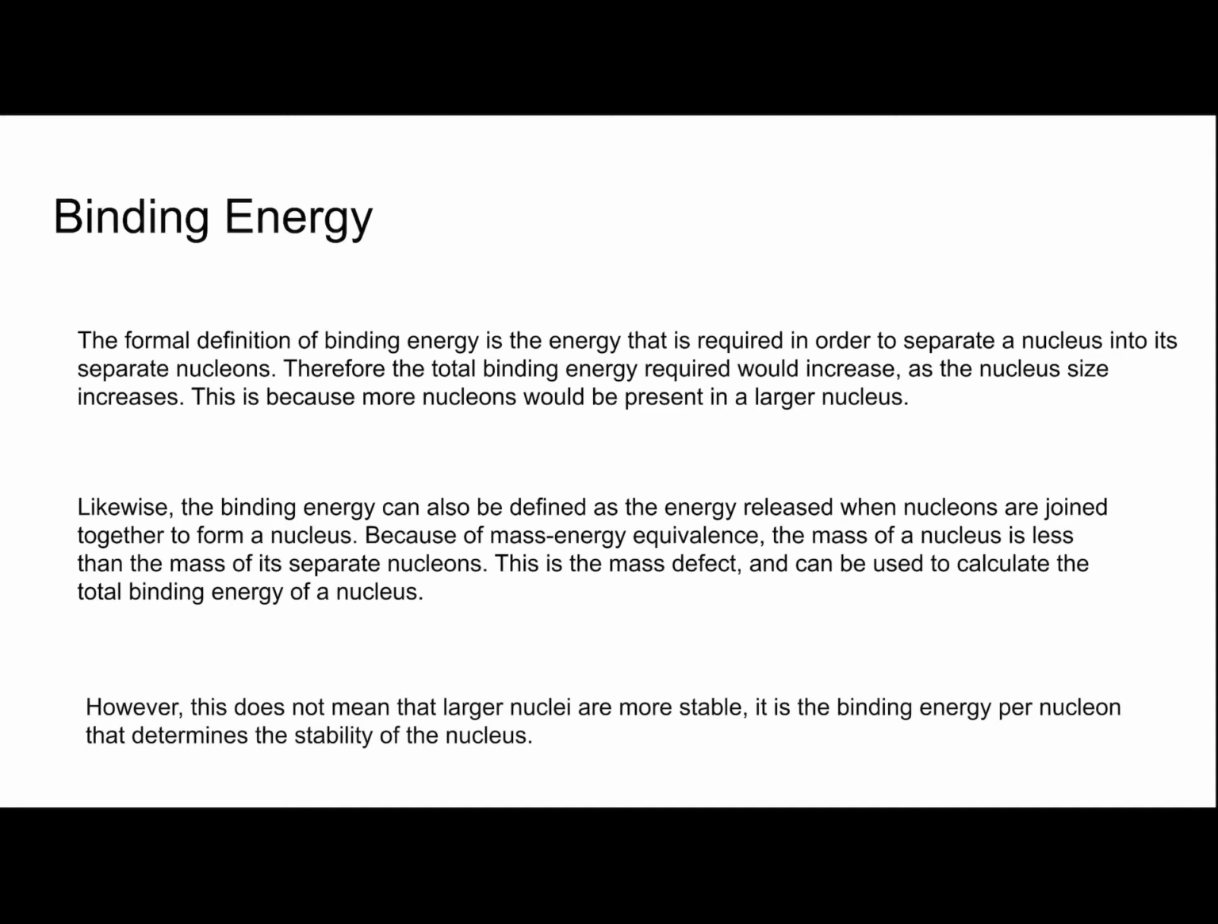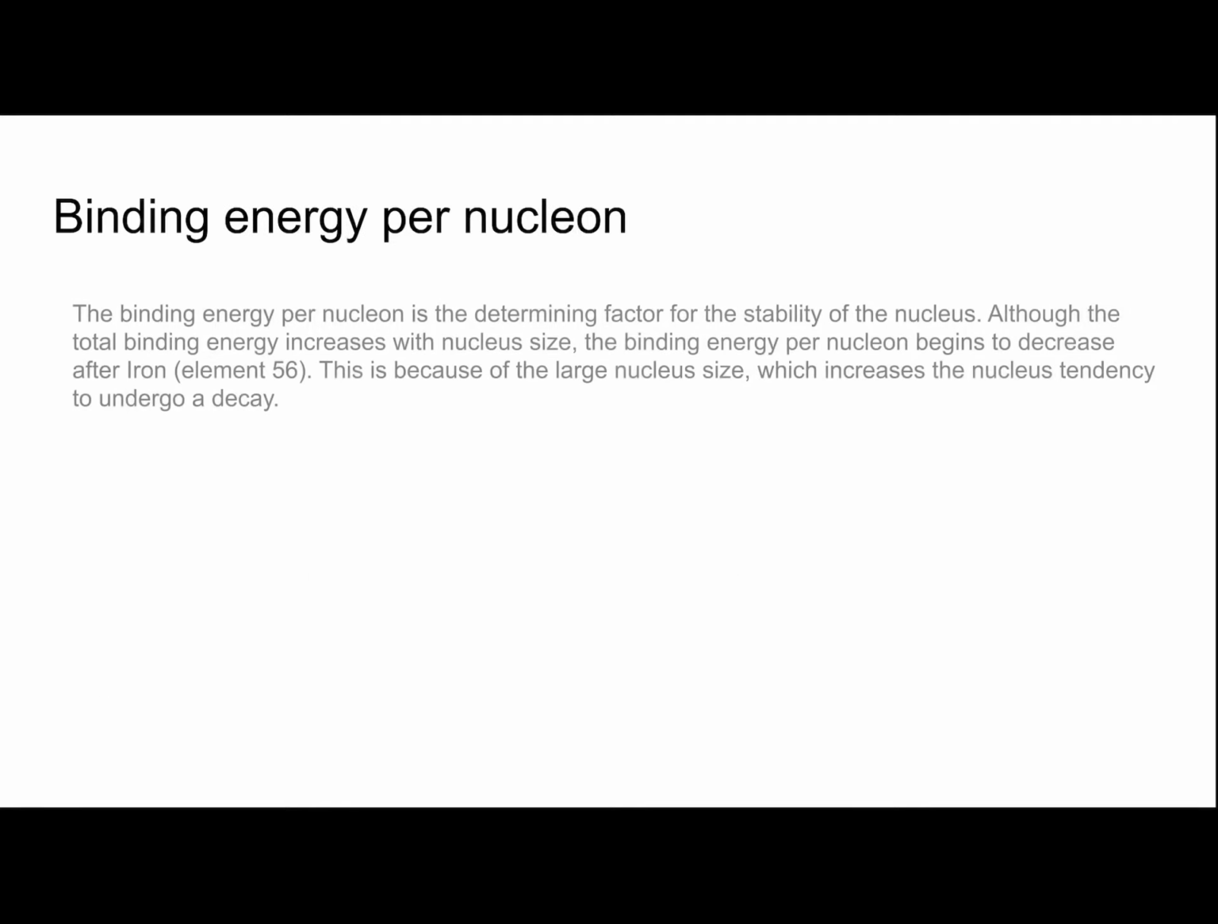And likewise, when I do work to separate the nucleus into separate nucleons, the energy I do, the work, is actually transferred into the system. Therefore, the mass of the separate nucleons will actually be bigger than the mass of the nucleus. So that's another way to explain it. The binding energy per nucleon is the determining factor of the stability of the nucleus.